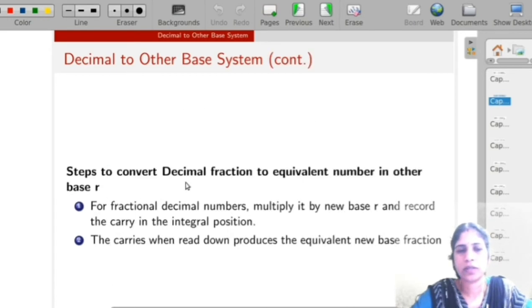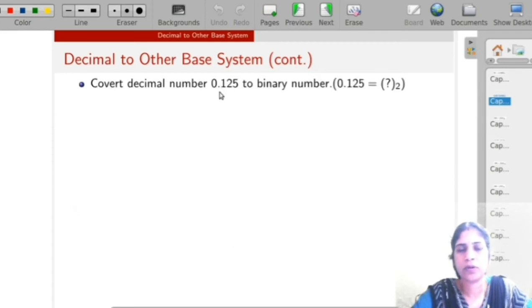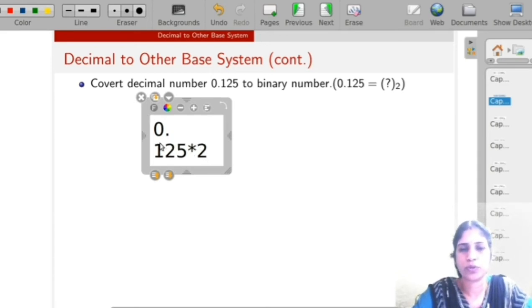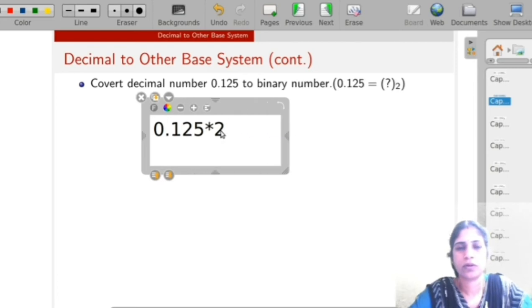Next are the steps to convert a decimal fraction to the equivalent number in another base r. That means our aim is to convert a decimal fraction to any other base. For example, suppose we want to convert 0.125 to a binary number. Here 0.125 is a decimal number, so we have to convert this into a binary number. Here we multiply 0.125 by 2.